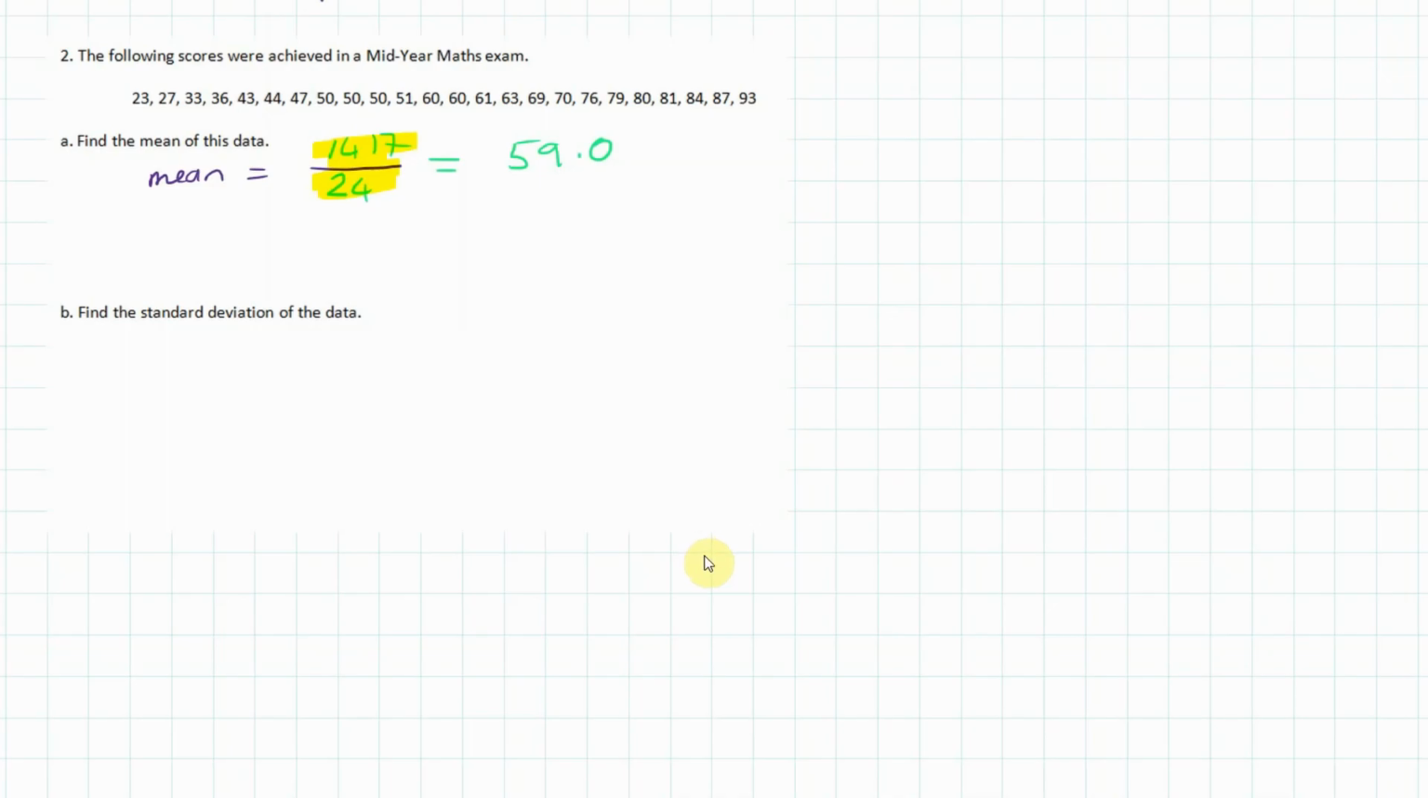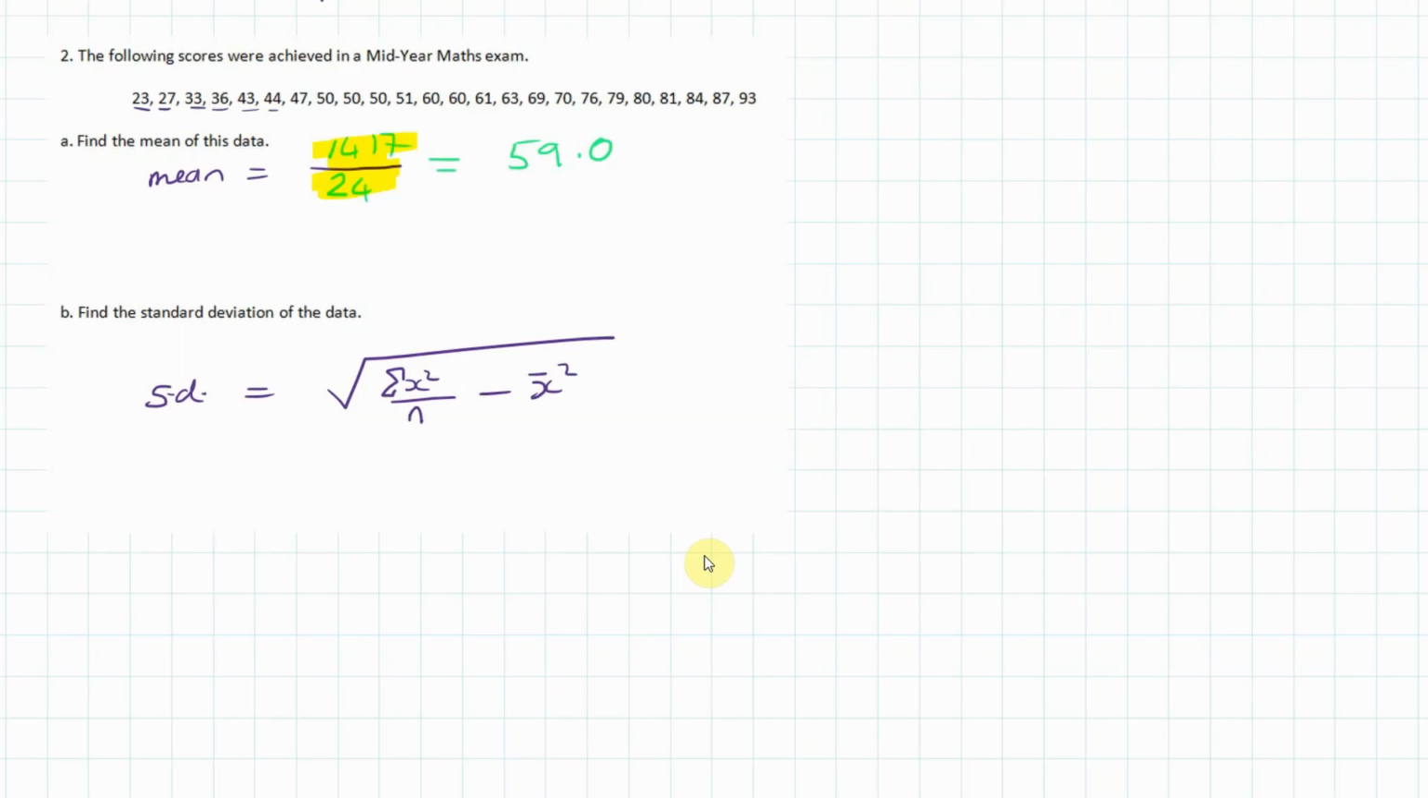Okay, so the standard deviation is equal to the square root of the sum of all the values of x squared over the number of items of data, minus the mean squared. Okay, now I'm going to square each of these numbers here and add them.